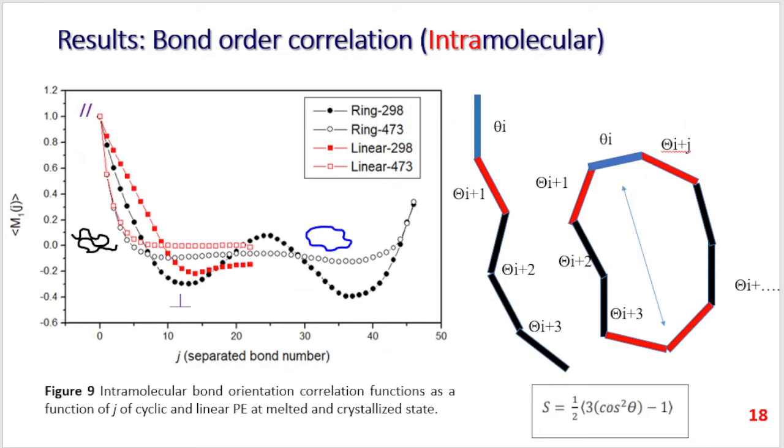Next, we investigate the order correlation function in the same chain. In general, when crystallization takes place, the decay of the order parameter is slower as the chain adopts more trans conformation. The cyclic polymer has two upturn points due to the double folding of the ring polymer to form the crystal structure.